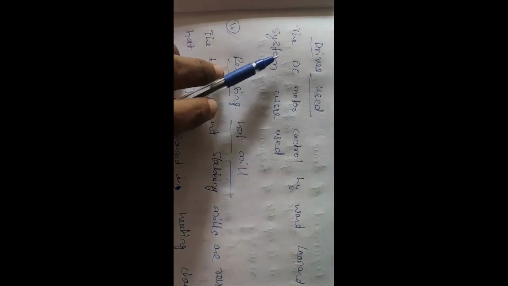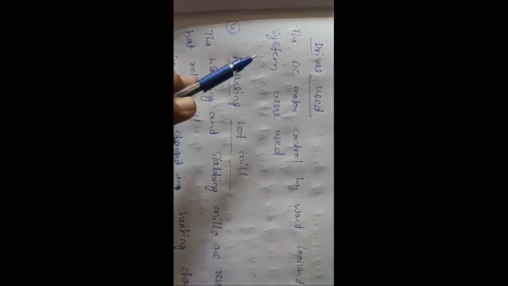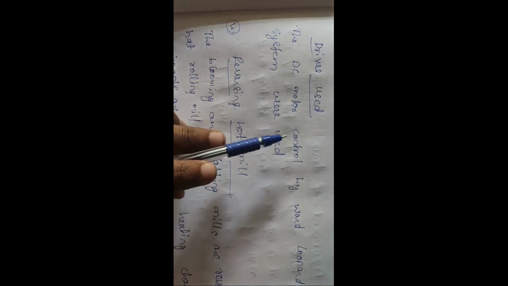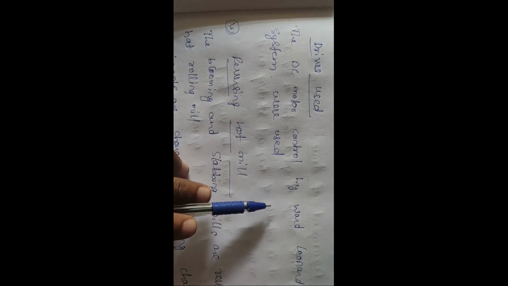Now we will study which types of drives we use for this. Normally we use a DC motor controlled by a Ward-Leonard control system. So DC motors are used for this application, the continuous hot rolling mill, with a Ward-Leonard control system.